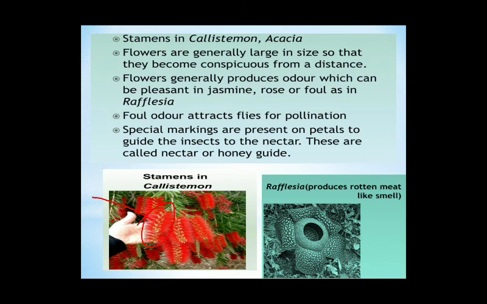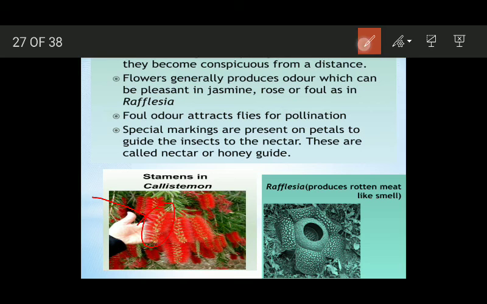The flowers are generally large in size so that they become conspicuous from a distance. This is the need of the insect pollinated flowers. They need to be conspicuous so that they can be seen by the insects. The flowers generally produce an odor, a smell which can be pleasant, for example in case of jasmine, rose, or it can be a foul odor. Example is that of rafflesia. In rafflesia, the flowers produce a rotten meat like smell, and this smell attracts the flies.